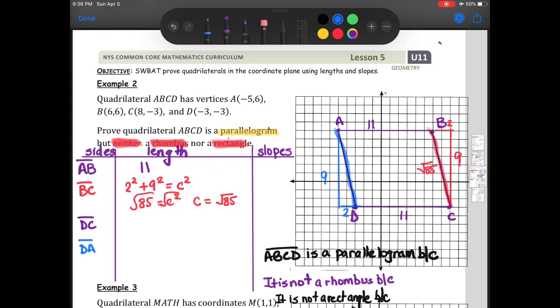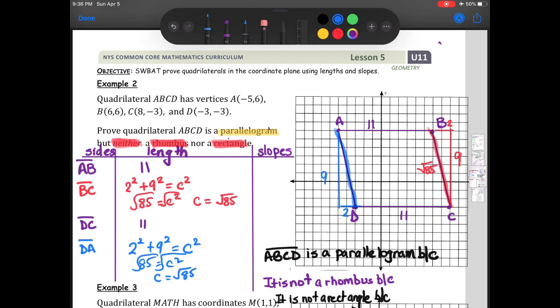Let's write this down. DC is 11. And this one is, again, 2 squared plus 9 squared equals C squared. So 85 equals C squared. Last step is the square root. So C is the square root of 85. You don't have to simplify. So that is enough to show that it is a parallelogram.